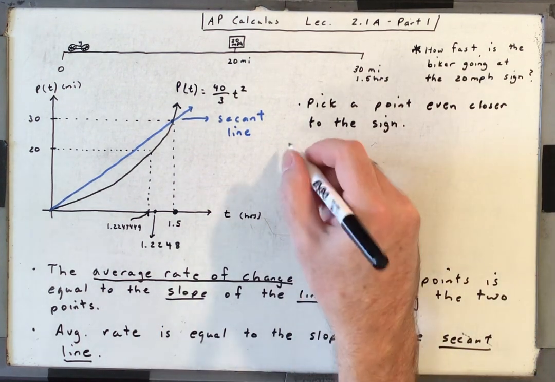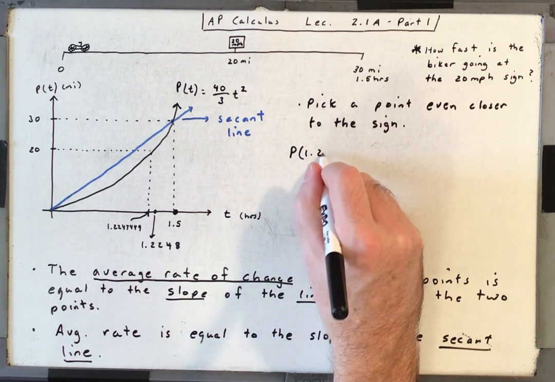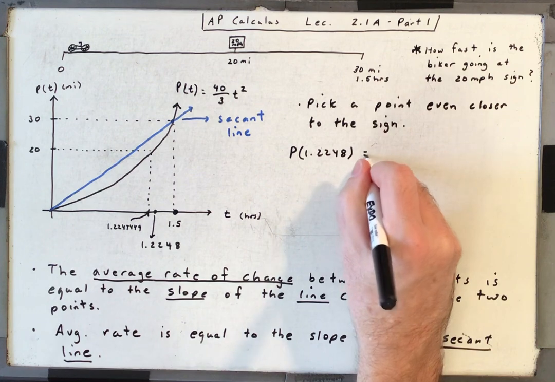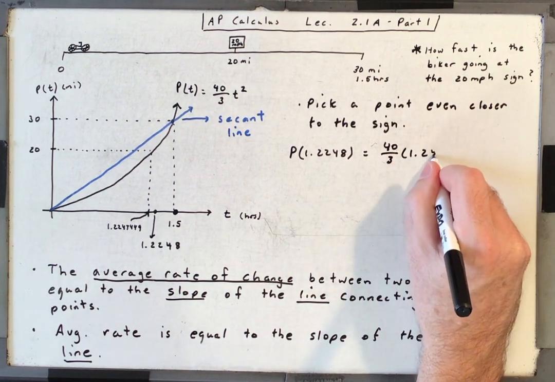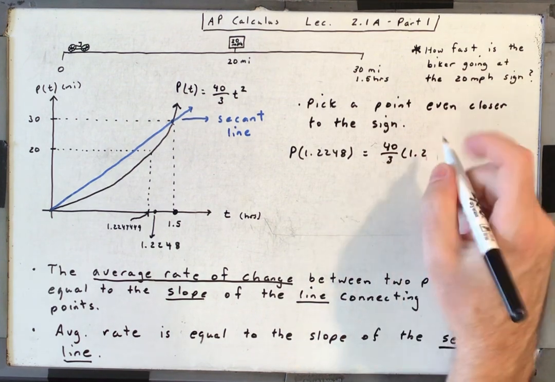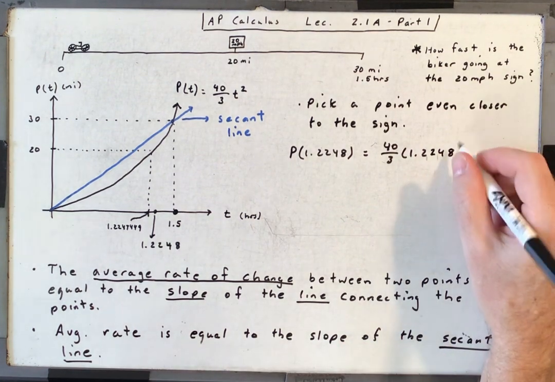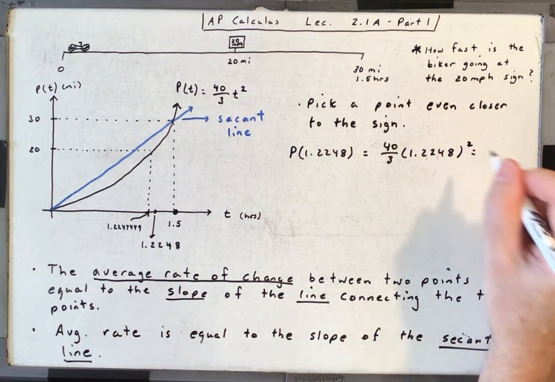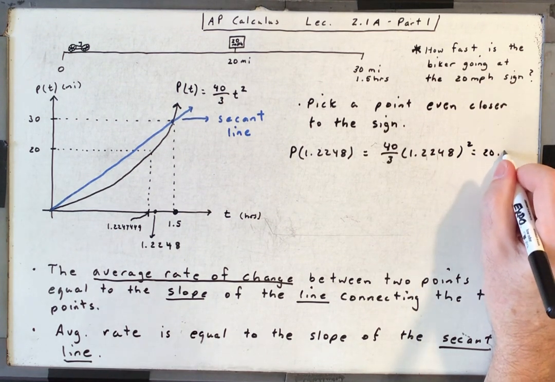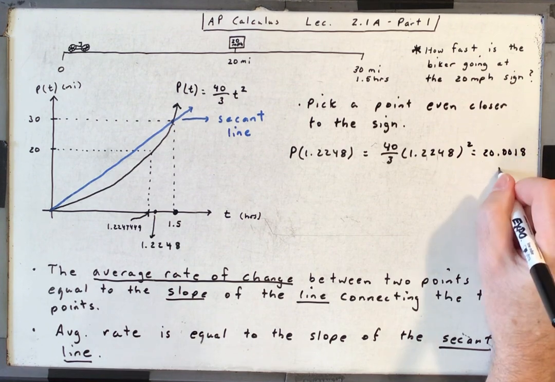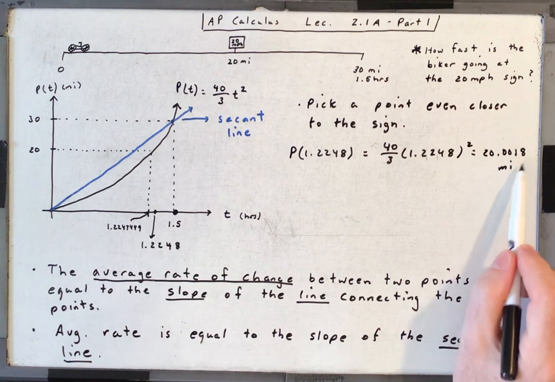So first of all, P, what's our position then? What's our mileage at 1.2248? That's going to be 40 over 3 times 1.2248 squared. I'm trying to write without smudging all this. It's not that easy. All right, you put that in your calculator to get 20.0018 miles. Okay, so now that's really close to 20 where the sign is. We're only 0.0018 miles off.